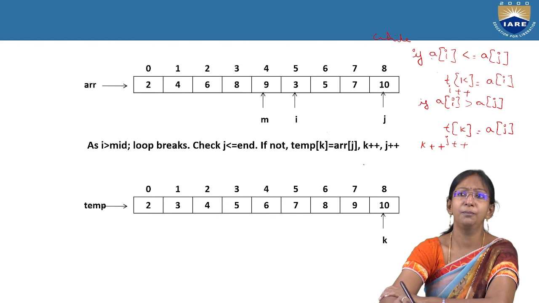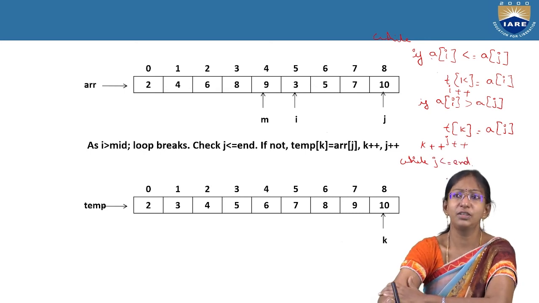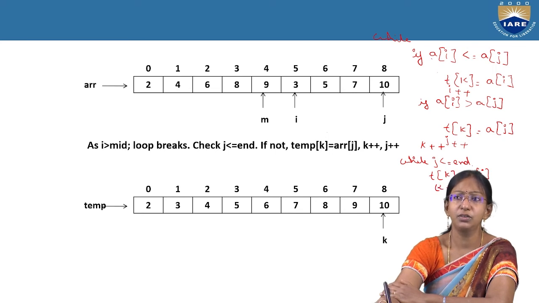If either one of them is satisfied, then we have to simply check while j is less than or equal to end. If j has not reached its end, then copy the content of j into T and increment k as well as j. If the contrary part of the same.